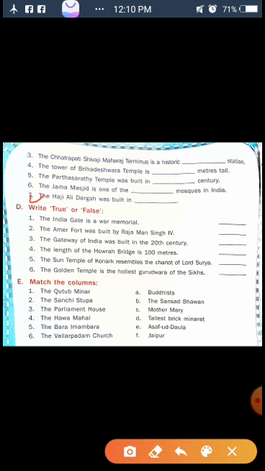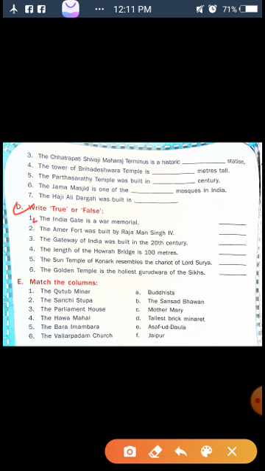Question number 7, the Haji Ali Dargah was built in 1431. The Haji Ali Dargah was built in 1431. Now come to number D. Write true or false. Which one is true, you just write true, and which one is false, you just write false.